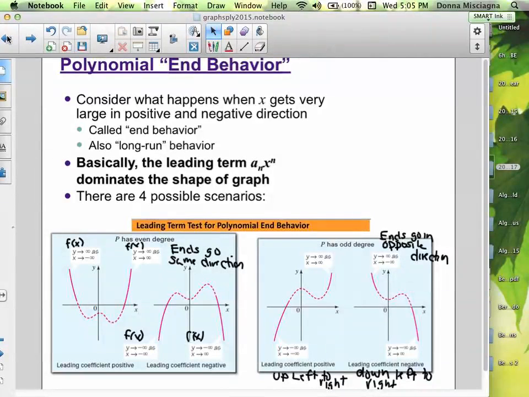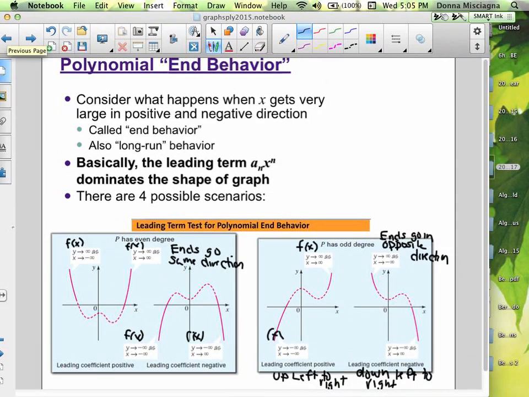So y, or f of x, goes to infinity as x goes to infinity, and y, or f of x, goes to negative infinity as x goes to negative infinity. Usually we start with the negative infinity side. I had read the positive infinity side first. So y, or f of x goes to negative infinity as x goes to negative infinity. Y goes to positive infinity as x goes to positive infinity.